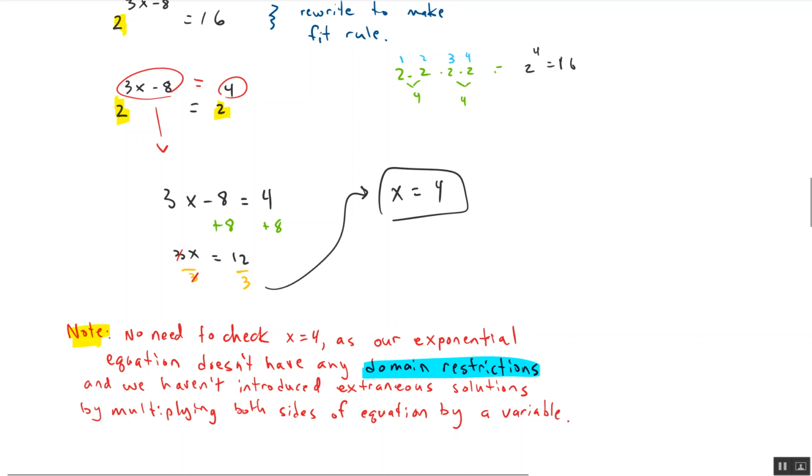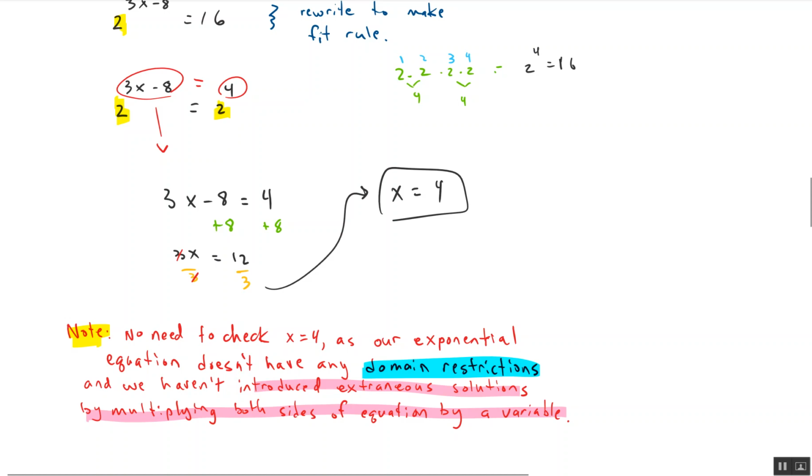The second issue that you need to check is if you have introduced extraneous solutions because you multiplied both sides of the equation by a variable. You must check the solution to see if it's a real solution, if it's an actual solution, or if it's an extraneous solution.